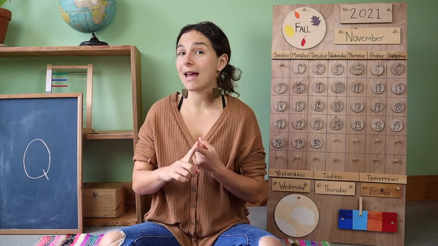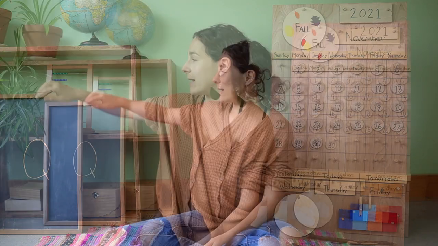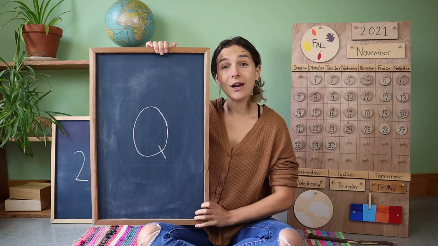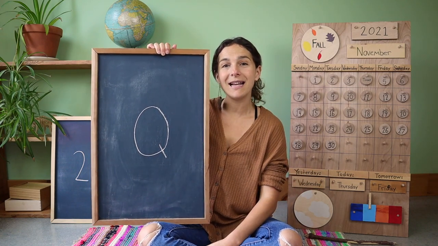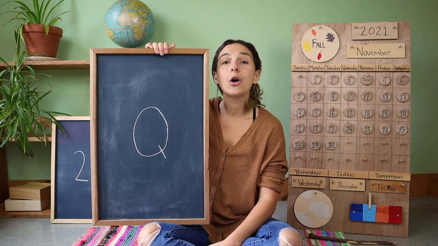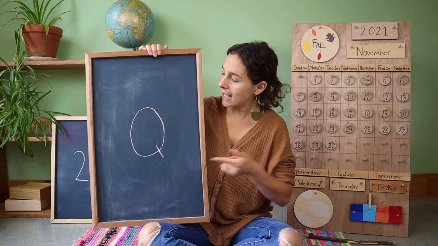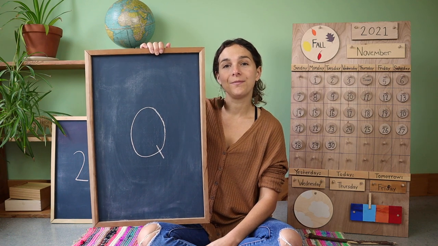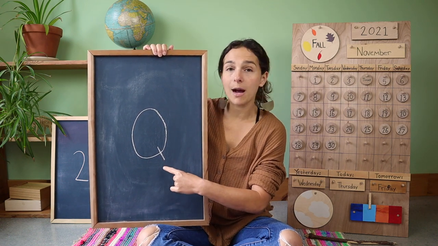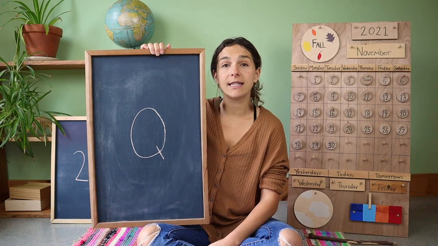Let's move on to the letter, the number, and the sign of the week. Can you tell me the sound that this letter makes? Let's do that together. Qu. And what capital letter is this? Q. You're right. This is an uppercase Q. Q says qu.